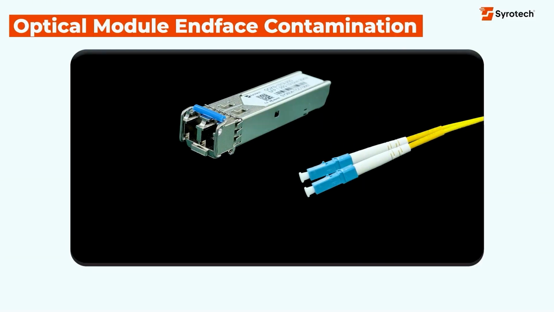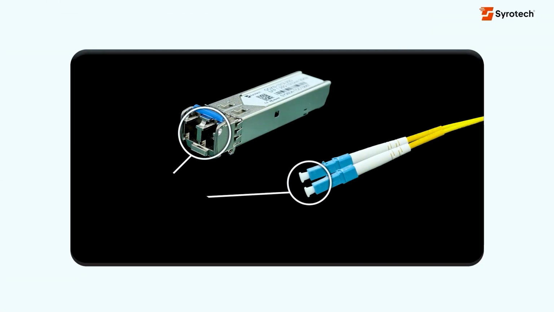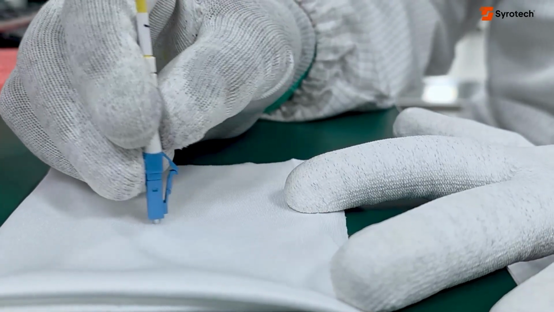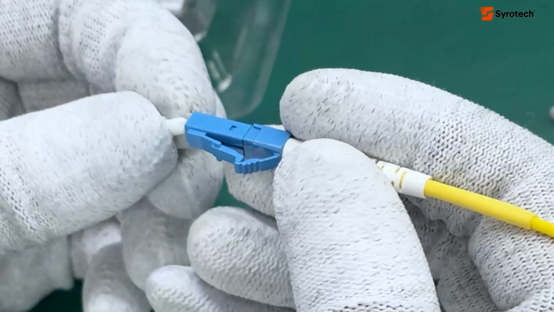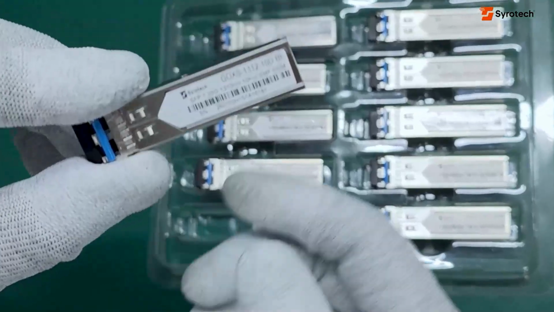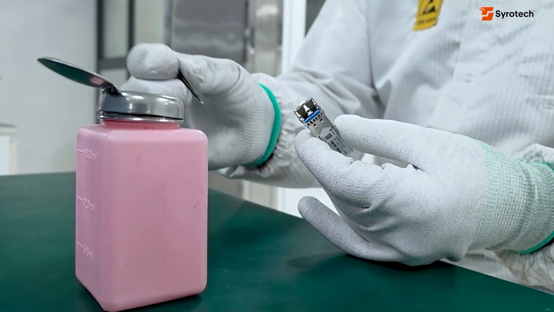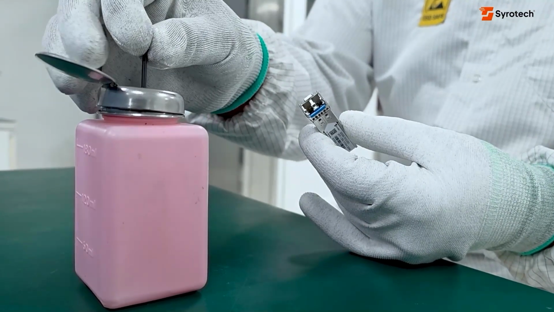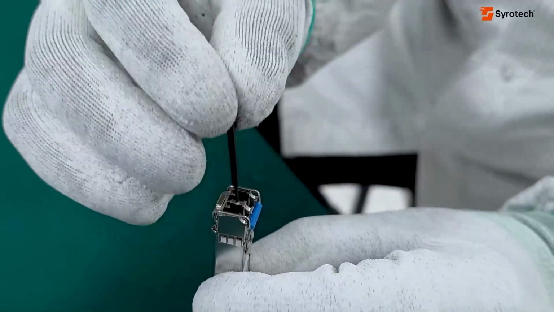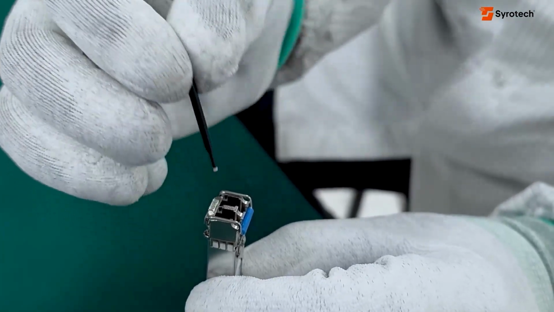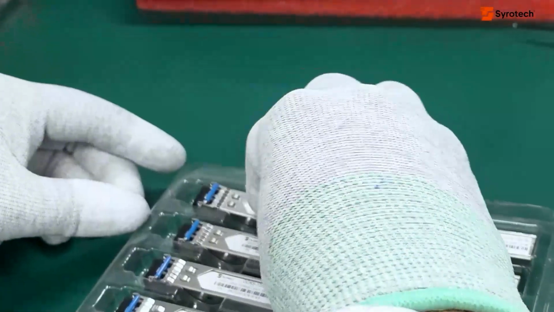Second, check for contamination. Dirt on the fiber or optical module end face can increase insertion loss or even interrupt the link. Clean fiber cables with fiber cleaning cloth paper. For module end faces, carefully clean with a fine tool dipped in alcohol. When not in use, always keep fiber cables and optical modules covered with dust cap.